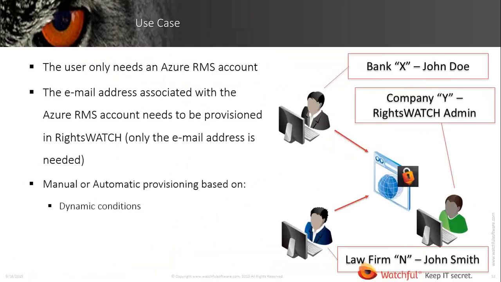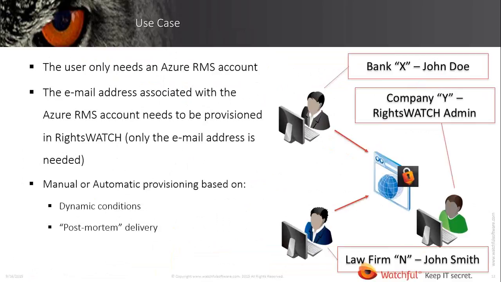There is a manual way to provision those users, to add those emails to RightsWATCH. There will be an automatic way to provision those users based on dynamic conditions. A typical example of a dynamic condition is a company setting up a rule by which every time a user from company Y sends an email to someone at bankx.com, that user to whom the email is being sent, or with whom that file is being shared, is automatically added to the system without any manual overhead from a sysadmin whatsoever.